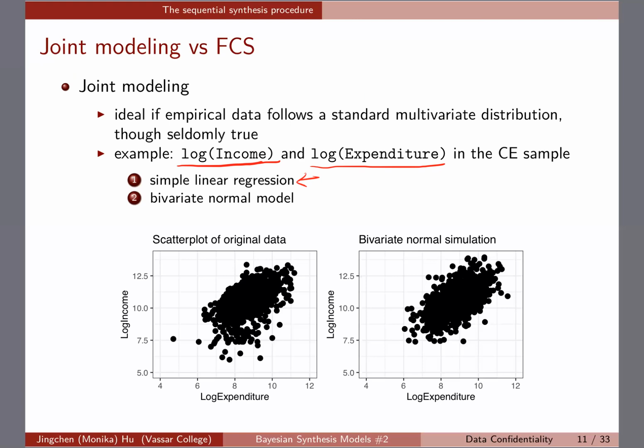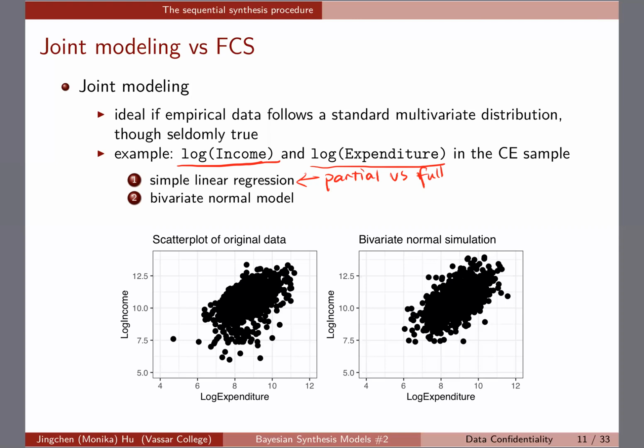What I should mention is that back then we were doing partial synthesis, right? Partial synthesis meaning that we're fixing the log expenditure and only synthesizing log income. But now if I ask you, okay, if I want to do a full synthesis for log income and log expenditure, what would you do? If you want to do it sequentially, what would you do?